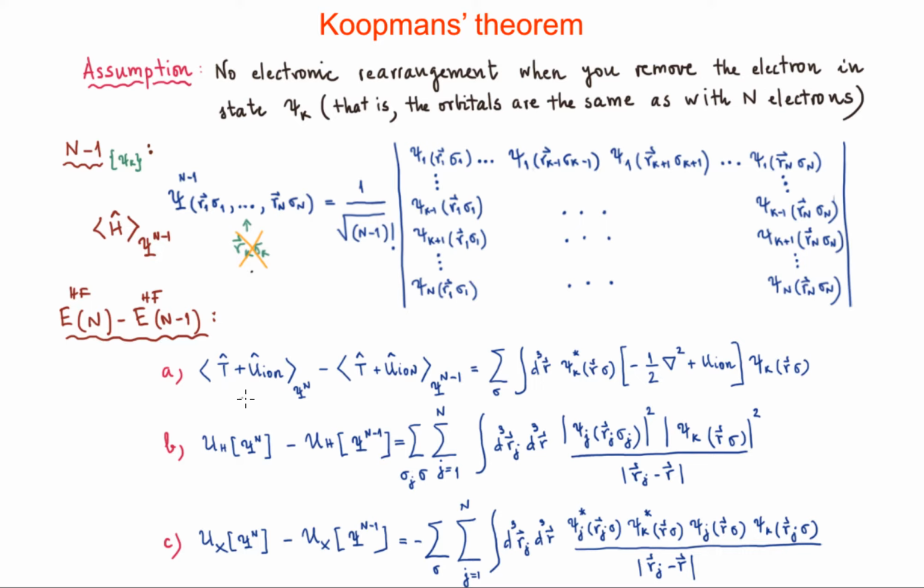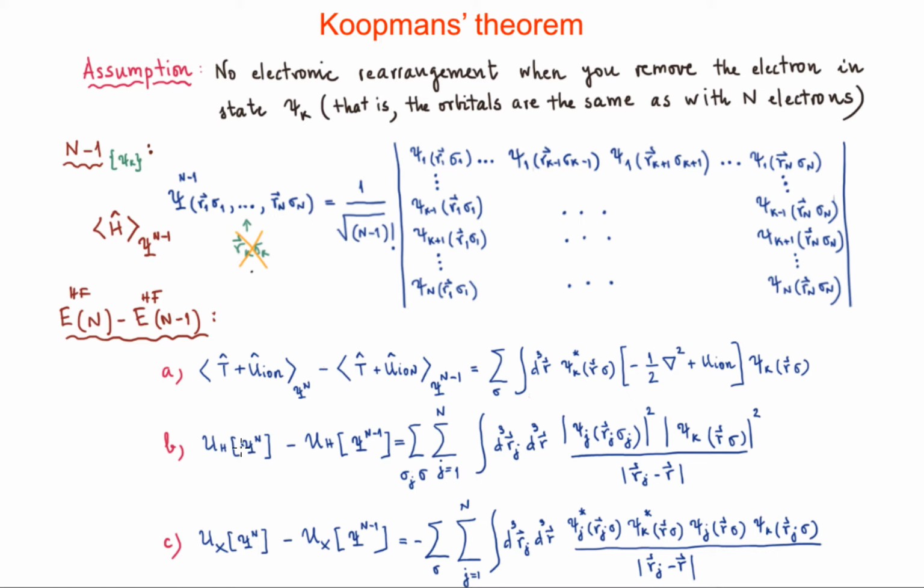The first one is the sum of the kinetic energy and the interaction with the ions. You make the difference between the system of n electrons and the system with n minus 1 electrons, and the only term you have is the contribution associated to state ck, because the summation is also included in the state with n electrons, but it's not included in the system with n minus 1 electrons. So when you're making the difference, the only remaining one is the state k.